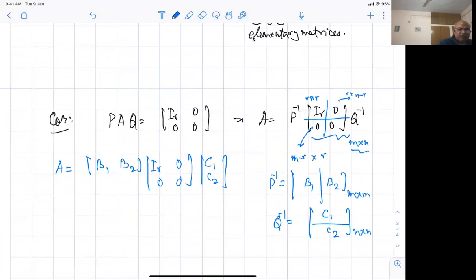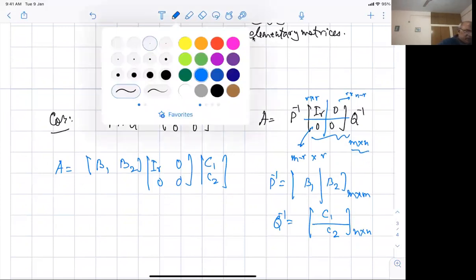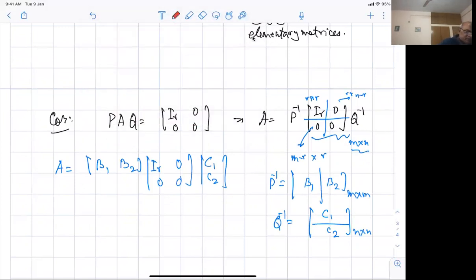I'm just breaking it up so that matrix multiplication makes sense. Matrix multiplication makes sense means this is of size I_R, R cross R. So I need this to be of size R here. So it is M cross R, and here it will be M minus R, so that it makes sense.